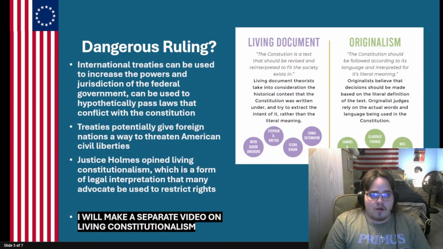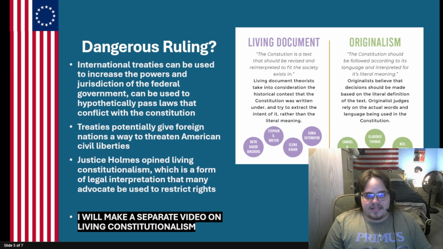And another one of the problems with the ruling of this case was that treaties potentially now give foreign nations a way to threaten American civil liberties. And the worst that happened in Missouri v. Holland was Canada and the UK got the enforcement of their Migratory Bird Hunting Act. But as you saw, that treaty and the act that was subsequently passed to execute that treaty actually gave Congress power that it didn't possess beforehand because of the 10th Amendment.